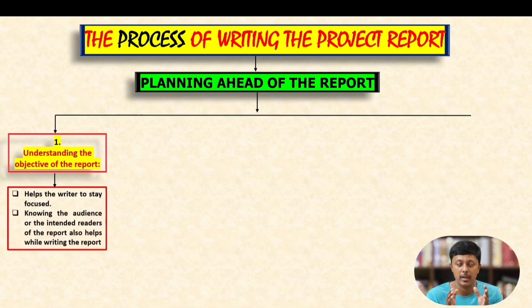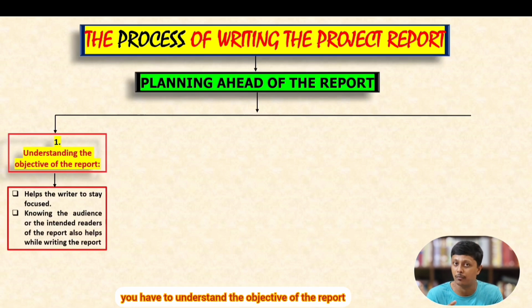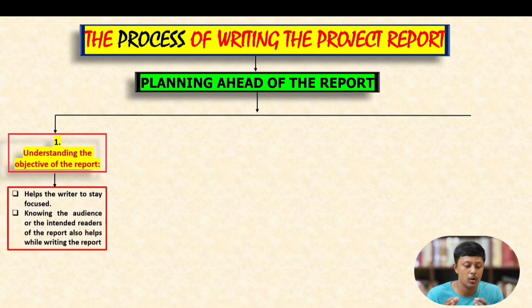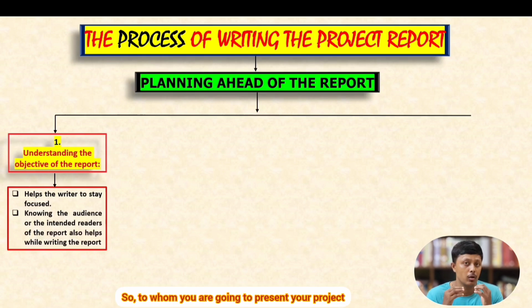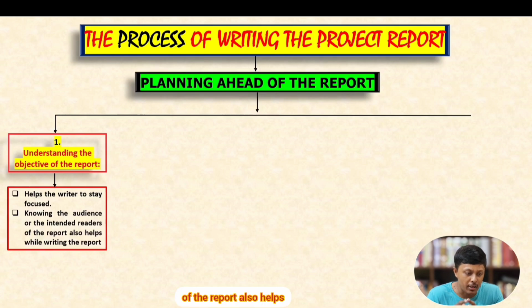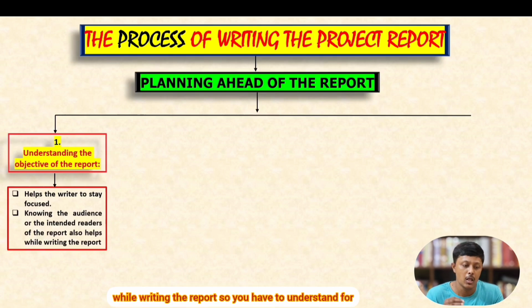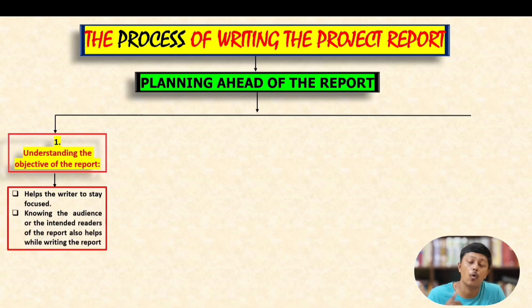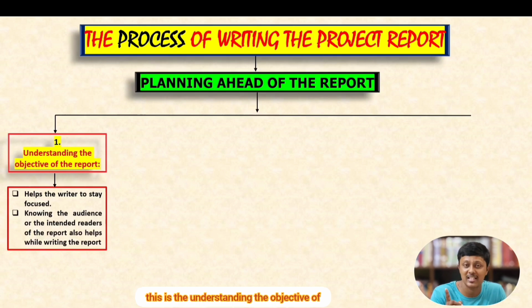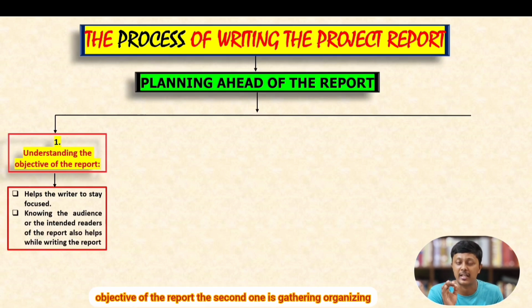First of all, you have to understand the objective of the report, knowing the audience or the intended readers. To whom you are going to present your project report also helps while writing it. So you have to understand for whom you are going to write this report. This is understanding the objective of the report. First, you need to understand the objective of the report.